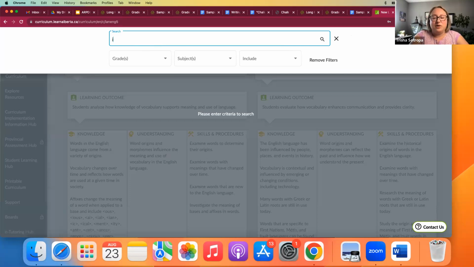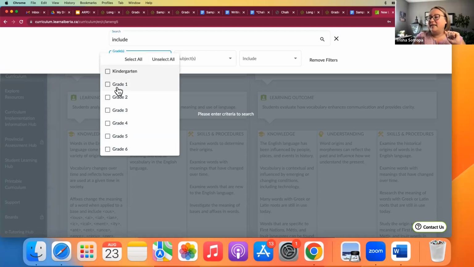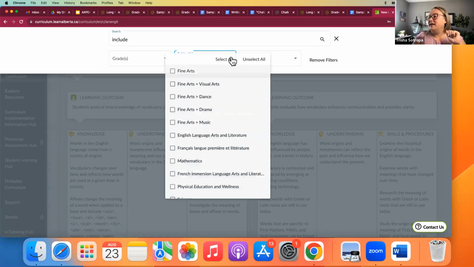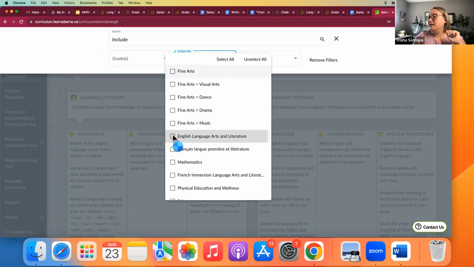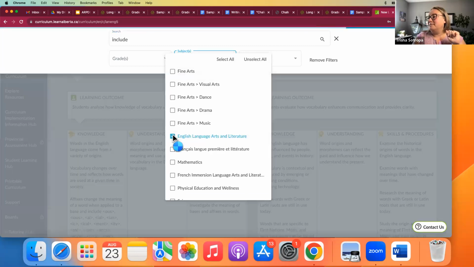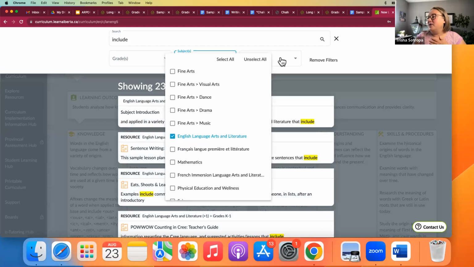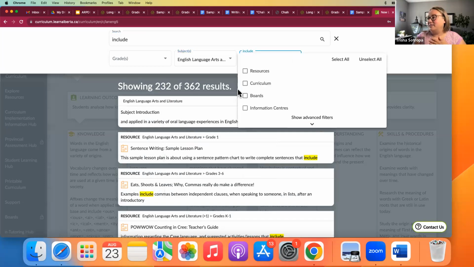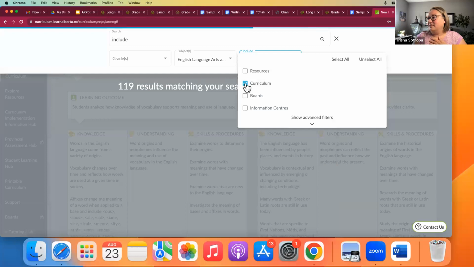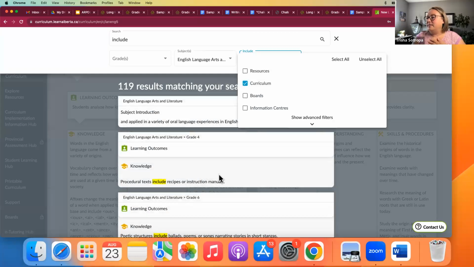Let's try the word includes. I'll just put include because I think that it, and any grade, but we want English language arts. And we want only curriculum. All right. Oh, excellent. This is a perfect example.